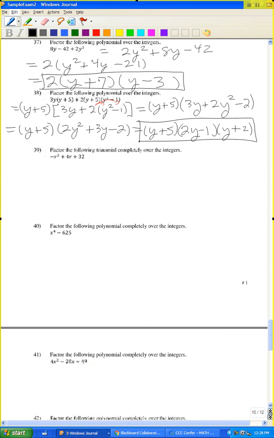Let me do problem 39. Let me actually factor out the negative first. So this is negative r squared minus 4r minus 32. It's a monic polynomial, so I have r and r. Drop down the minus sign. Minus times minus is plus. I want two whole numbers whose product is 32 and whose difference is 4: 8 and 4. And that is your answer.